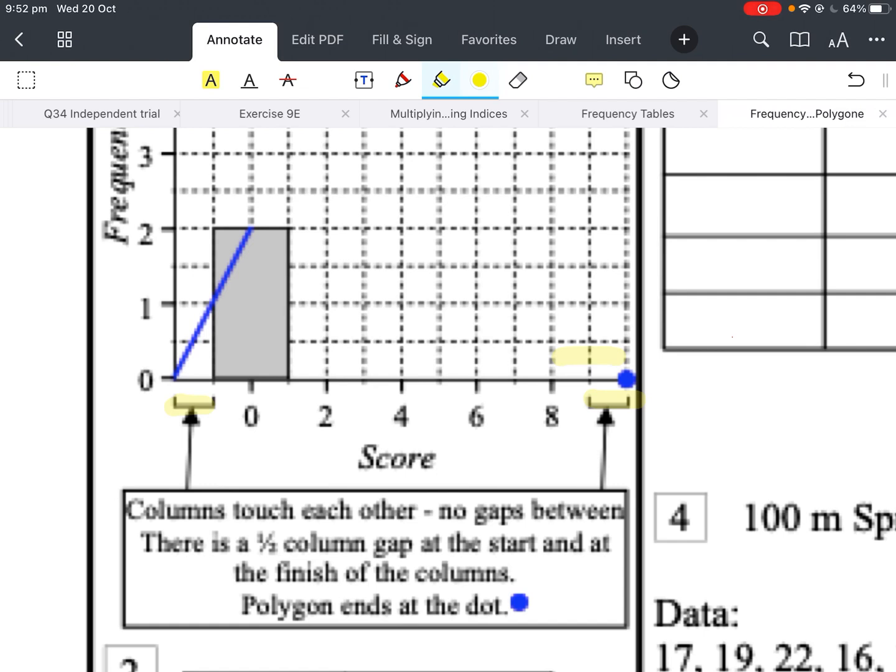Because that's where the line's going to come down. So the line is going to go up from this corner here, and it's going to go up until it sits right in the middle of the column. And it's going to do that for each column. Here, columns touch each other. I'll show you that in a minute. There are no gaps between them except for the beginning and at the end. And then there's this half a column gap at the start and at the finish, and that's where the polygon ends. All right, so let's have a go, shall we?